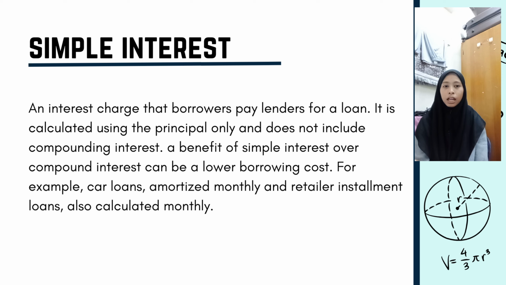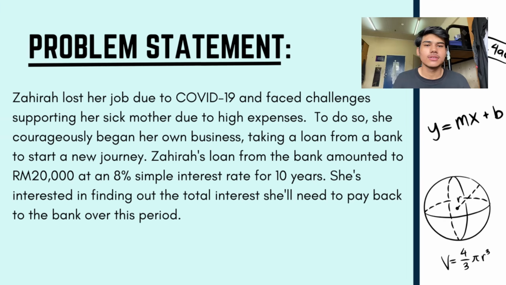For example, car loans are amortized monthly and retailers' installment loans are also calculated monthly. The problem statement is: Zahira lost her job due to COVID-19 and faced challenges supporting her sick mother due to high expenses. To do so, she courageously began her own business, taking a loan from a bank to start a new journey. Zahira's loan from the bank amounted to 20,000 ringgit at an 8% simple interest rate for 10 years. She's interested in finding out the total interest she'll need to pay back to the bank over this period.